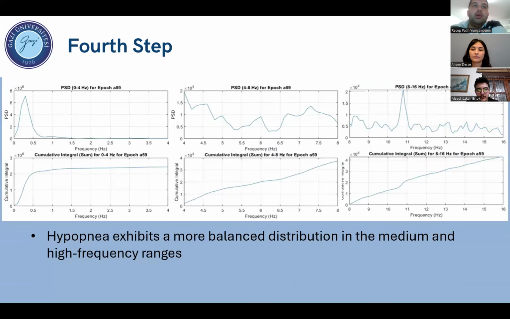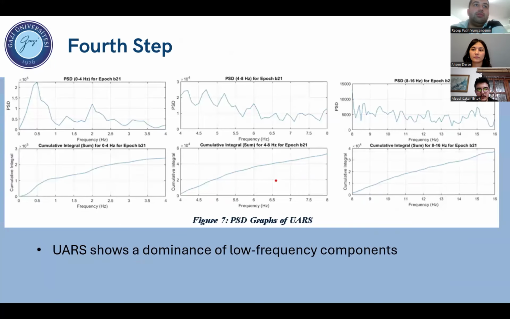Next. For the hypopnea patient, the EEG signal exhibits a more balanced energy distribution across the medium and high frequency ranges. This indicates a more irregular and varied frequency activity, which is consistent with the characteristics of hypopnea episodes. Next. Mesut will continue.